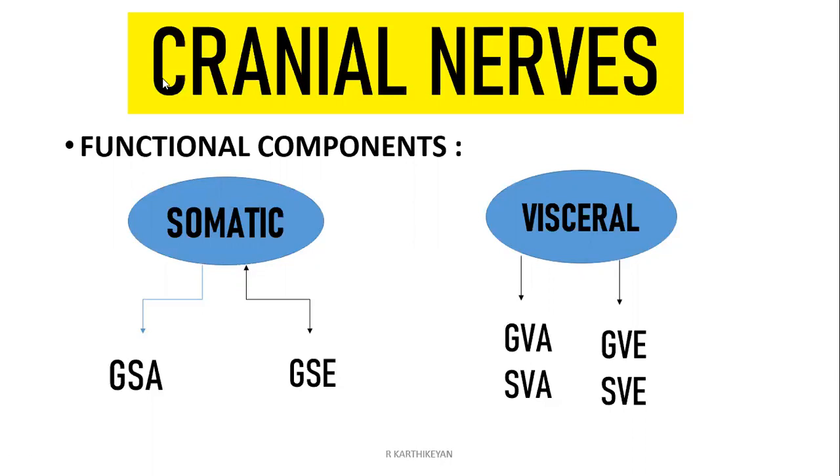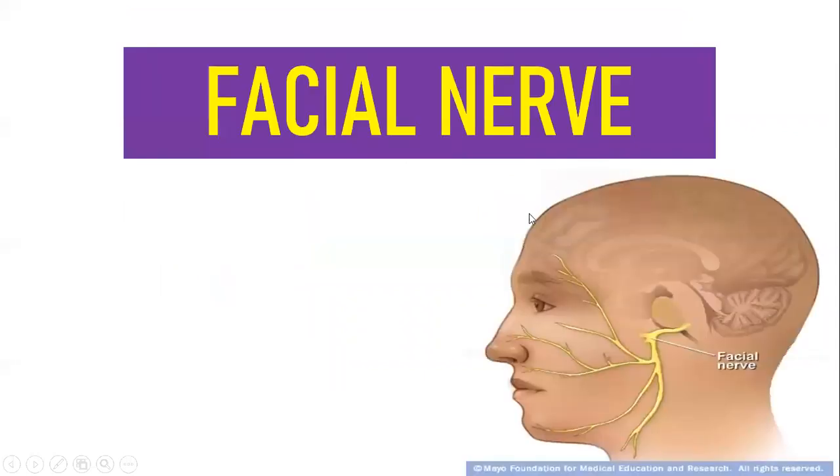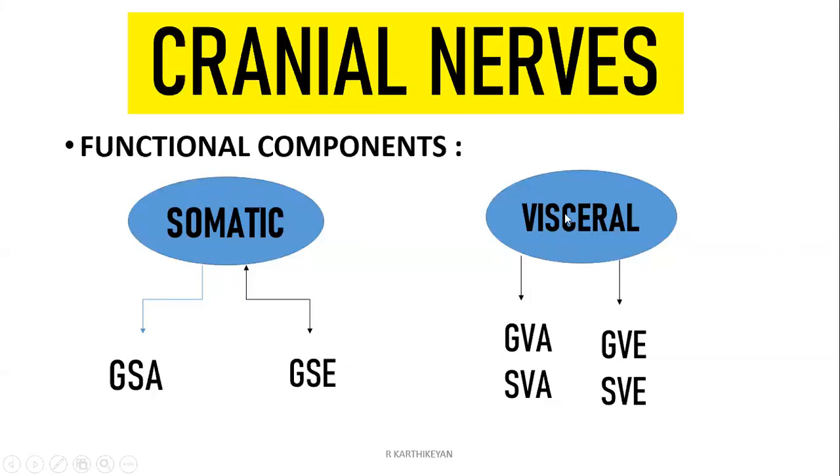Functional components can be classified broadly into the somatic group and the visceral group of functional components. Always remember, somatic means soma, meaning body, and visceral means organ. In the somatic group, you will have only one afferent fiber and one efferent fiber, that is, general somatic afferent and general somatic efferent fibers.